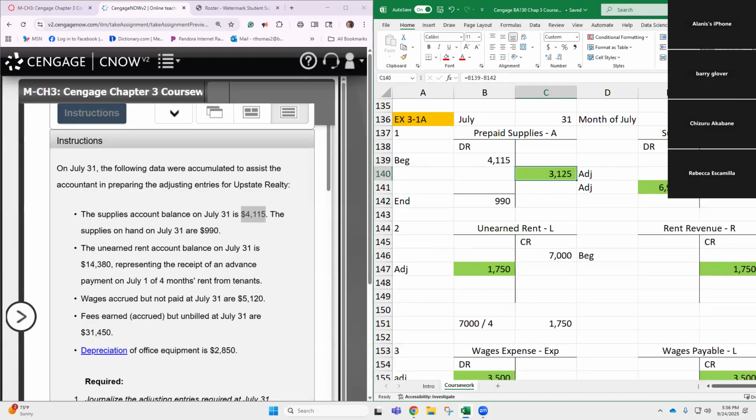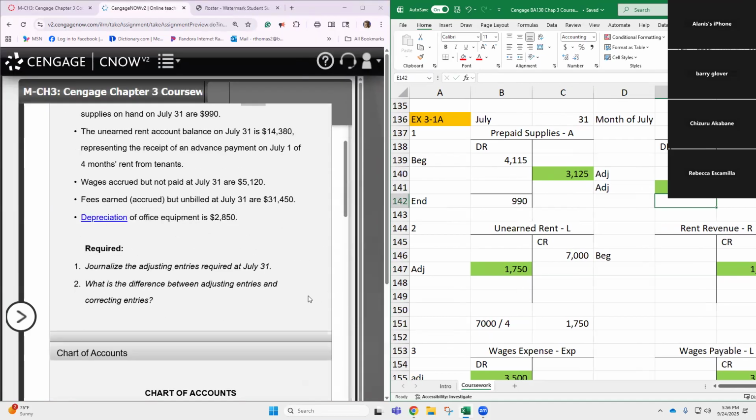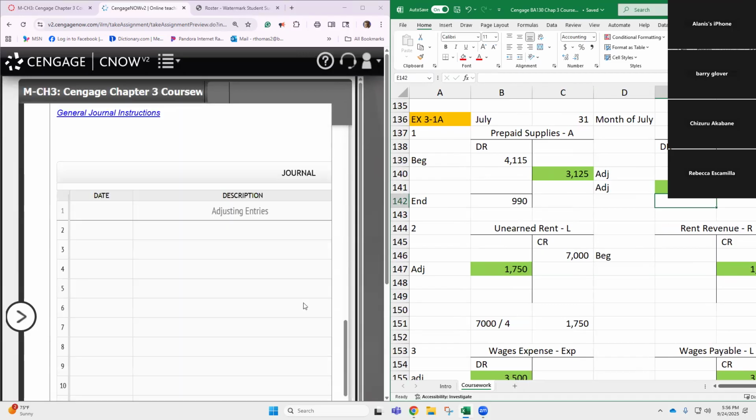And when we credit it, we need to debit what? We need to debit supplies expense for that same amount. Now we're going to put it in the journal, the general journal. The general journal, we're going to put this in as July 31st.